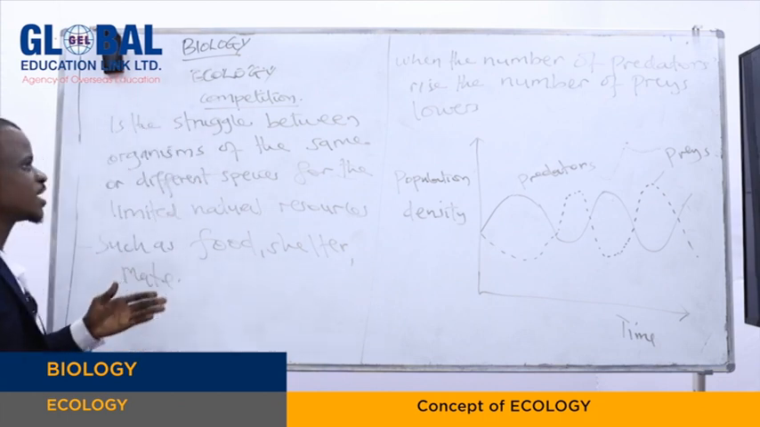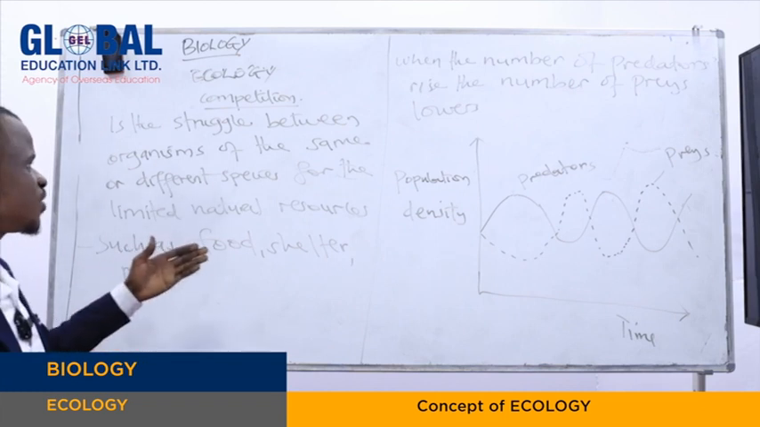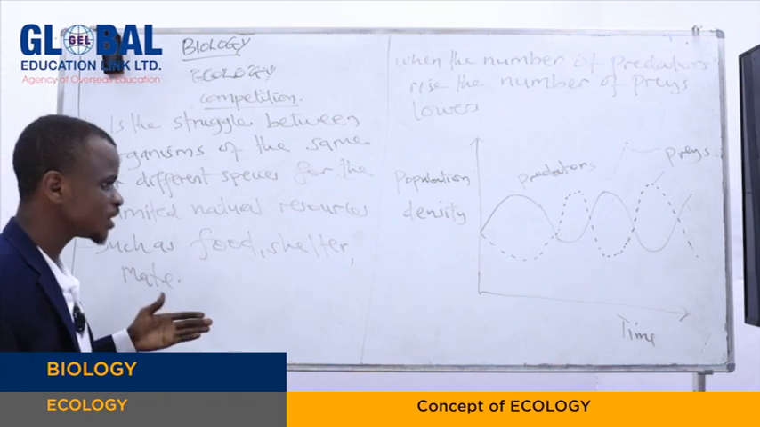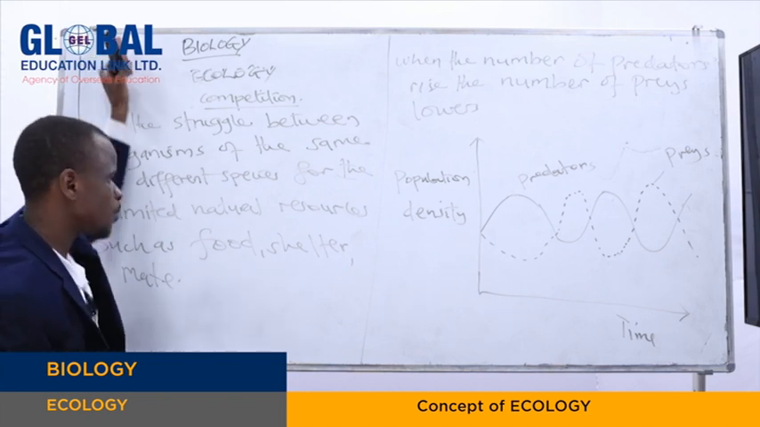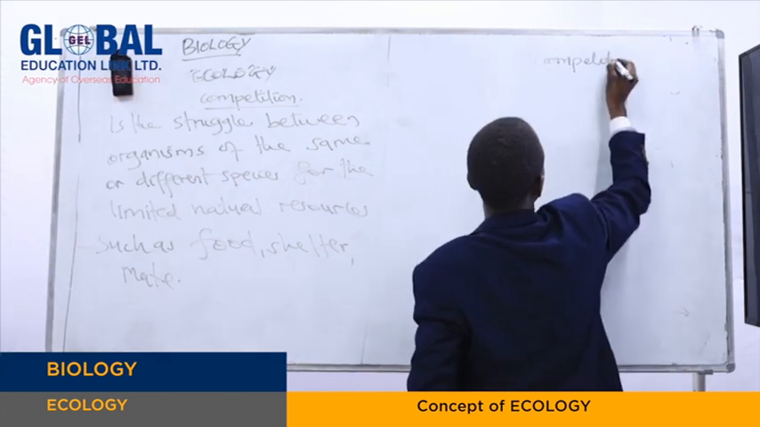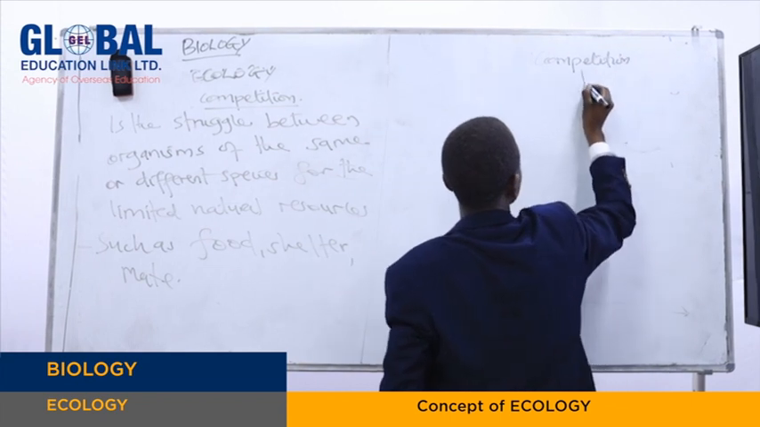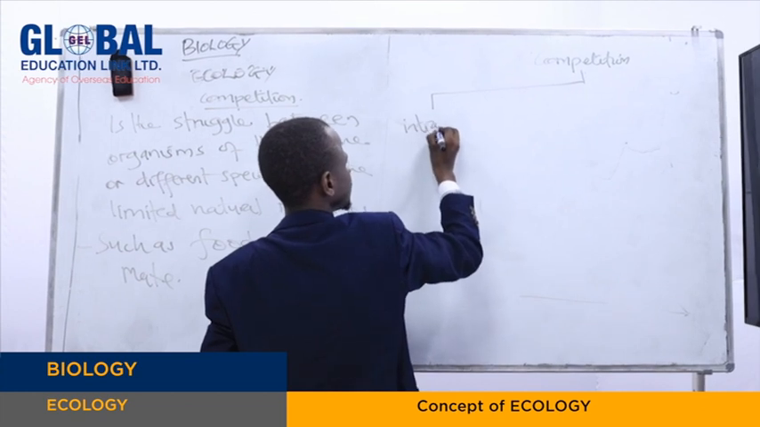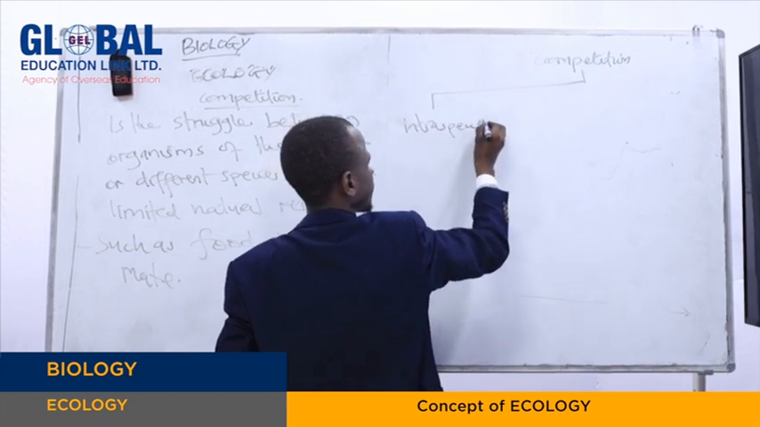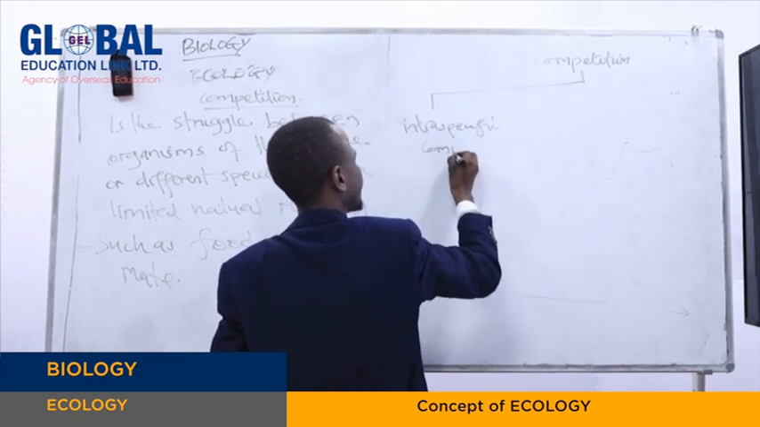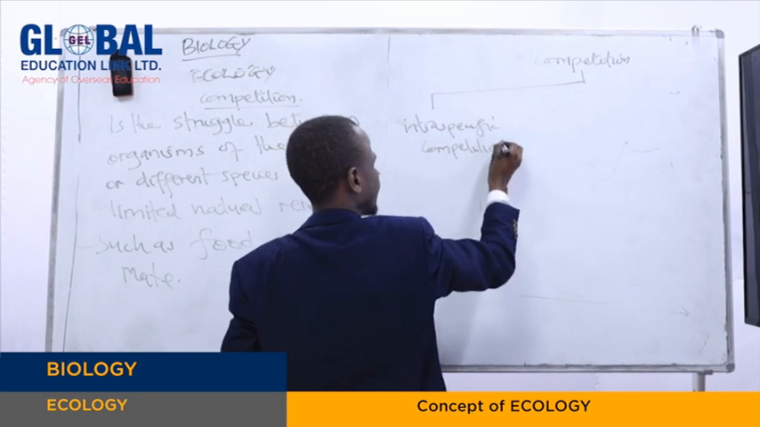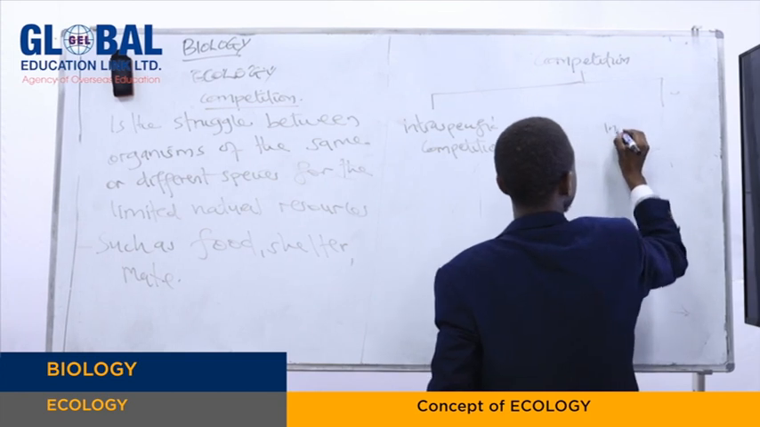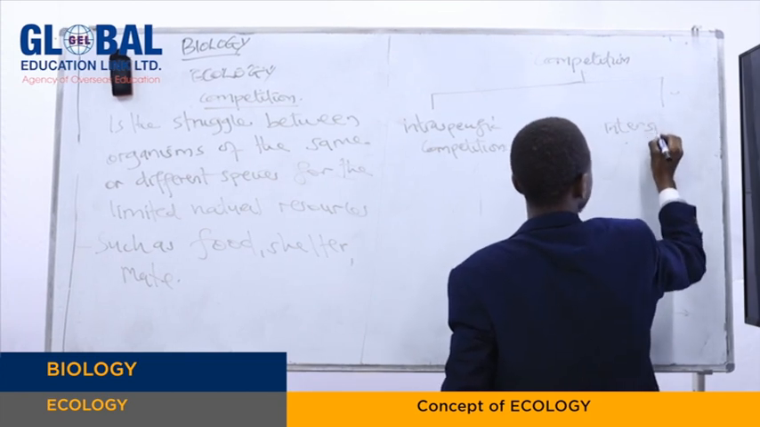From the definition here, students, organisms of the same or different species. From the definition, we get two types of competition. One here is called intraspecific competition. And the second is called interspecific competition.